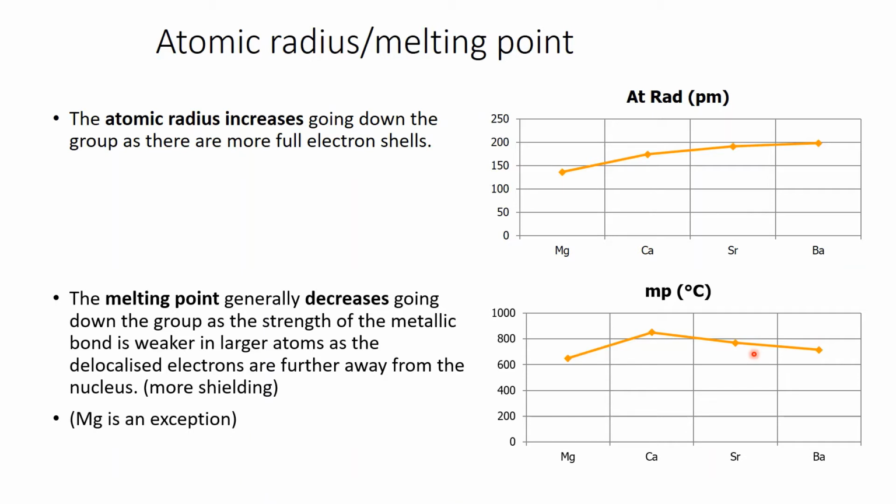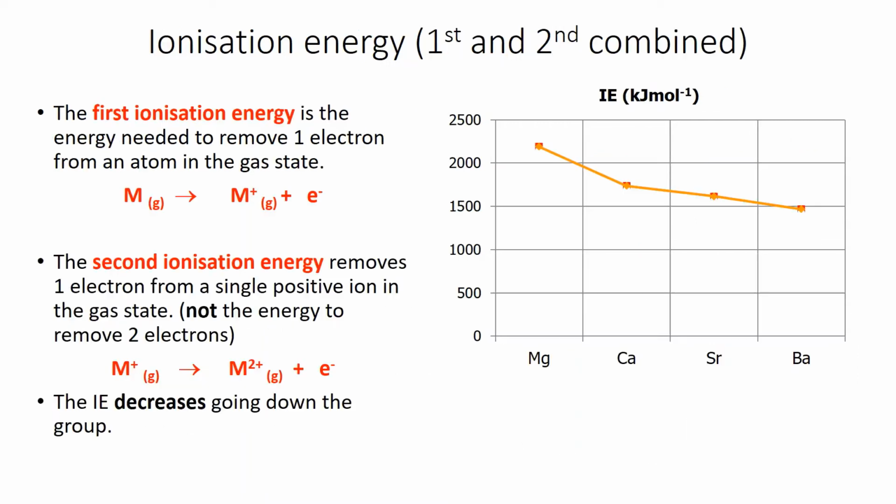Oh yes, magnesium is the exception here. That's why I said calcium is a little peak, but magnesium, actually the metallic bonding is slightly stronger than you would expect. In terms of the ionisation energy, this is the first and second ionisation energy combined.